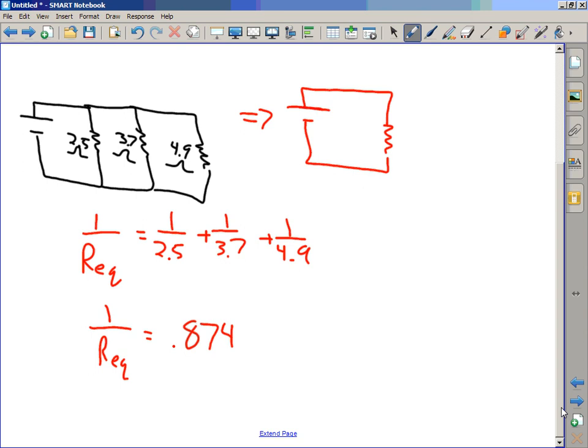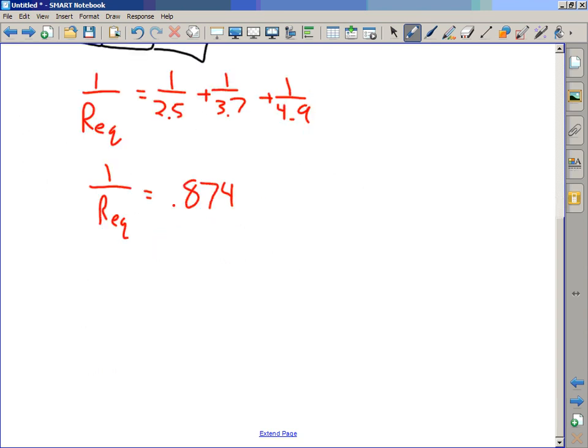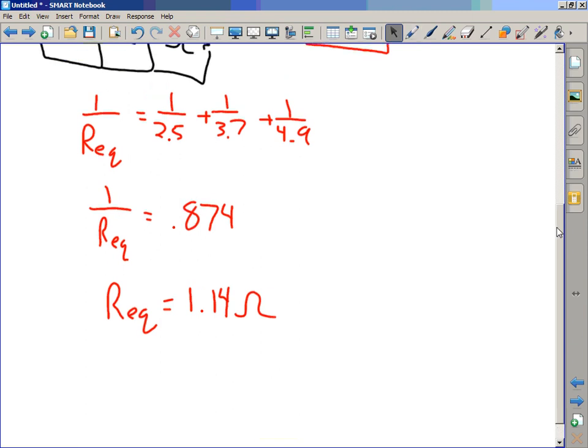Someone on the test will forget to take the inverse at the very end whenever it comes to parallel, right? So you take the inverse of that, you get REQ equals what? 1.14? Yeah. 1.1415 ohms. Now, let me come back and talk about this stuff in general.